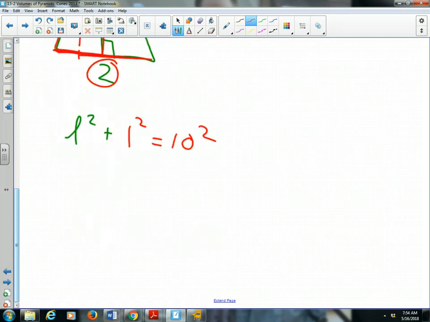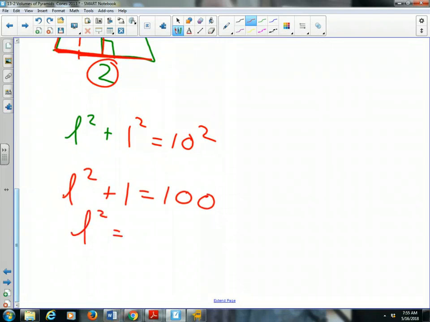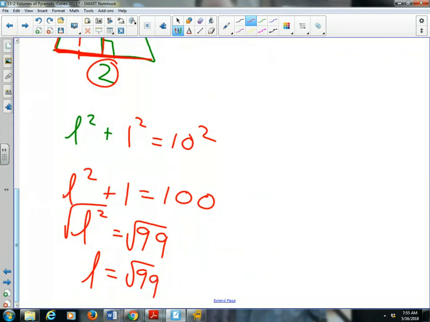So solving for the slant height, L squared plus 1 equals 100. Subtract 1, L squared equals 99, and then I'm going to square root both sides. So the slant height is the square root of 99. We could reduce this to make it a reduced radical, but I'm not going to do that right now, and I'll show you why in just one moment.